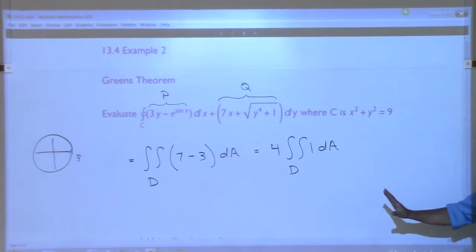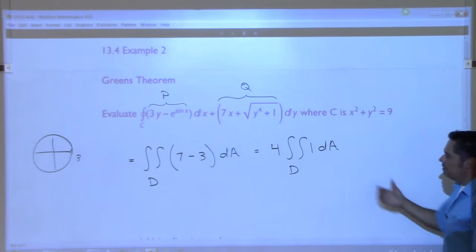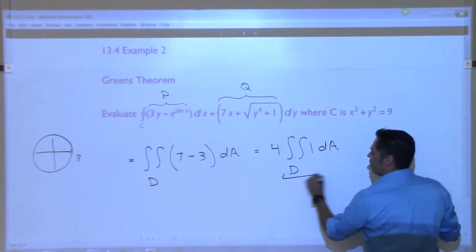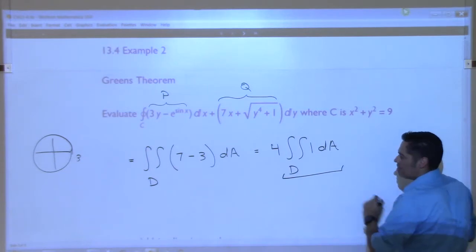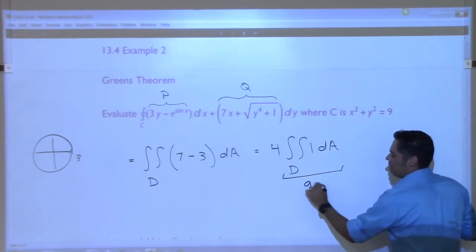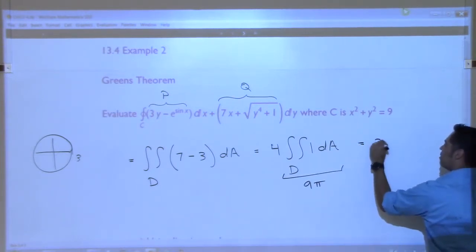Doesn't always work out that way, okay? It's because I'm working on a circle, this is pretty nice. But this right here requires really no computation. It's just pi r squared, right? So for us that would be 9 pi, right? Because the radius of our circle is 3. So times 4, so this is 36 pi.